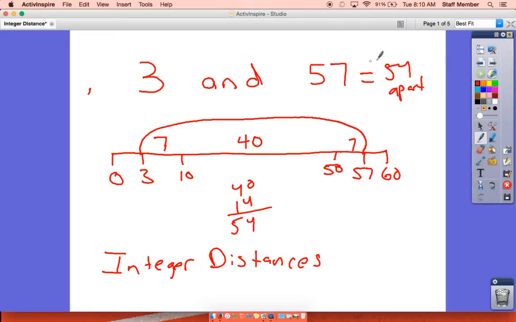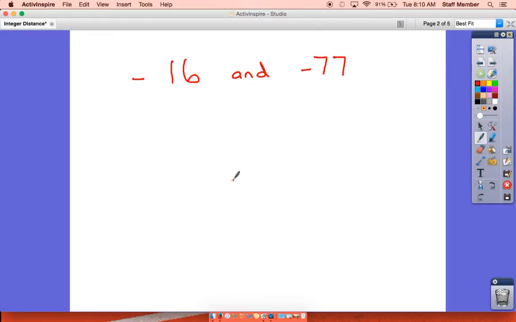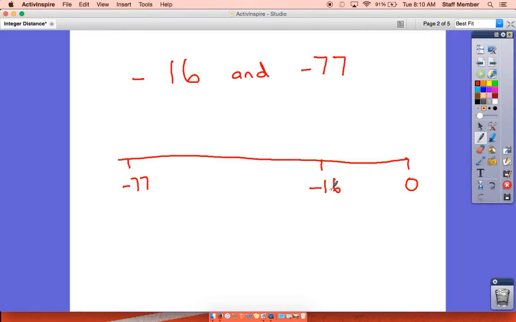So that's with two positive integers. So now I've got two negative ones, and this really works the same way. We've got negative 16 and negative 77. So first I want to make sure everything's on the right spot here. So I'm going to put negative 16 here, and negative 77 would be way down here. So I'm going to go from negative 16 to, I'm going to do this a little different this time. I'm going to go to negative 76.